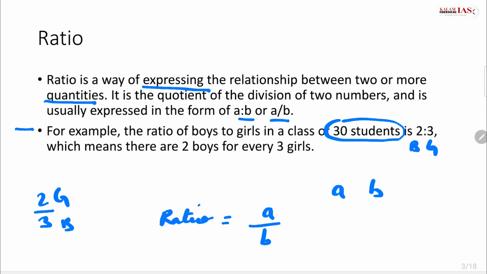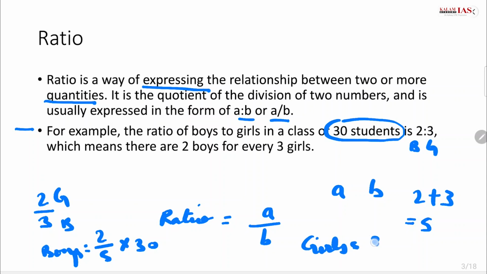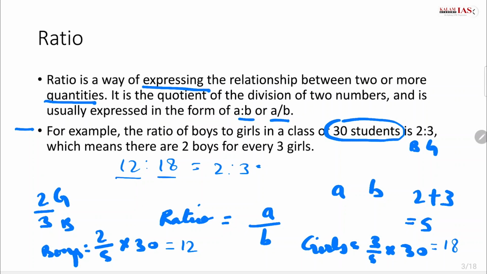So in ratio, if we have to find the number of boys and the number of girls, we simply add up these ratios, that is 2 plus 3, which is equal to 5. So the number of boys is 2 by 5 into 30, and the number of girls is 3 by 5 into 30. So the number of boys is 2 by 5 of 30, that is 12, and the number of girls is 3 by 5 of 30, that is 18. So you can see 12 is to 18 is equal to 2 is to 3 if you simplify this. So there are 12 boys and 18 girls in the class.